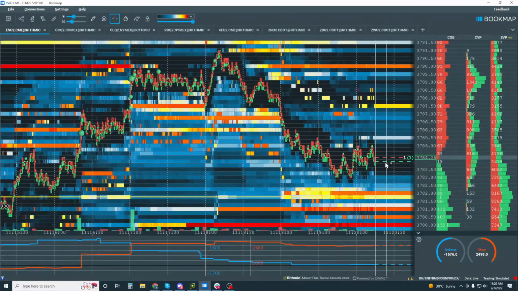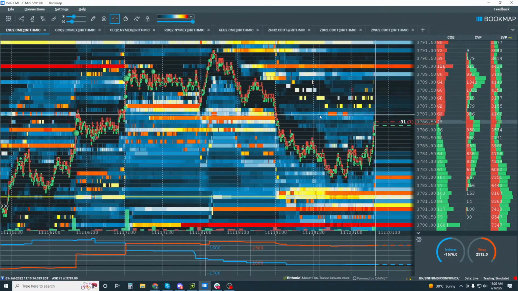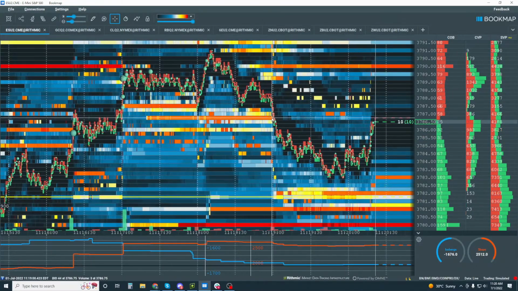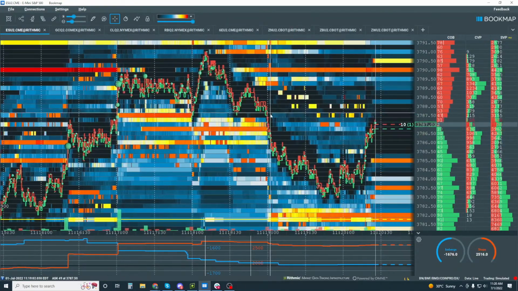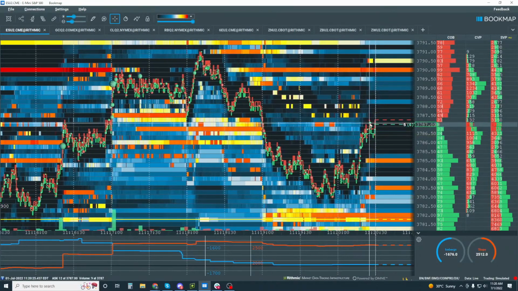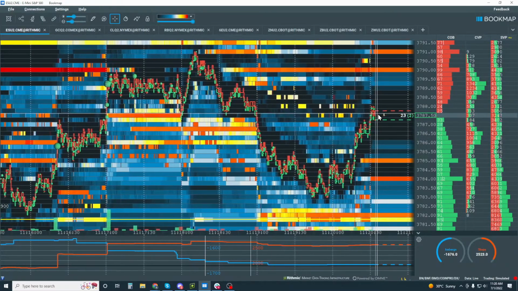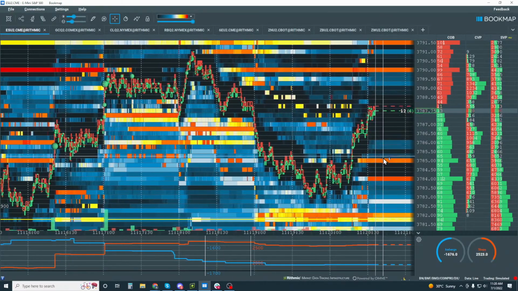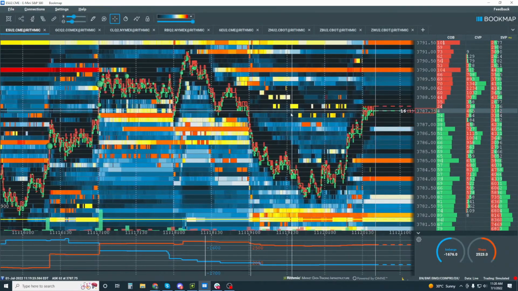All right, so let's see here. Back up to this area here is really what we're eyeing, 87.5. Now, just based on structure alone, I'd be looking for some sellers to come in and try to move right back down to 85 here.